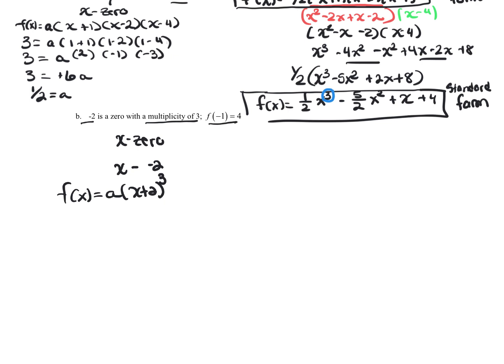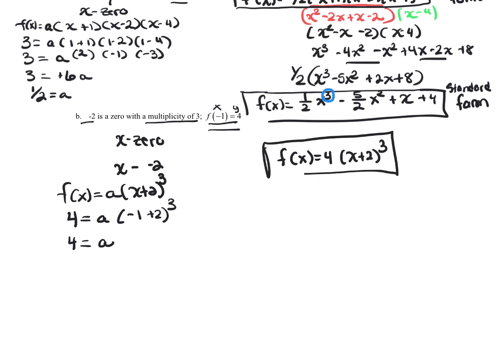So then I use this last piece of knowledge where the negative 1 is my x and the y is my 4. So 4 equals a times negative 1 plus 2 cubed. 4 equals a times negative 1 plus 2 is 1. 1 cubed is 1. So a equals 4. So I can write my polynomial in factored form. F of x equals, a was 4, times x plus 2 cubed. This is factored form. That's an acceptable answer.